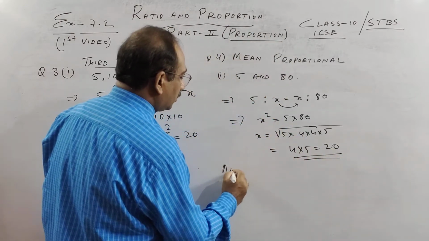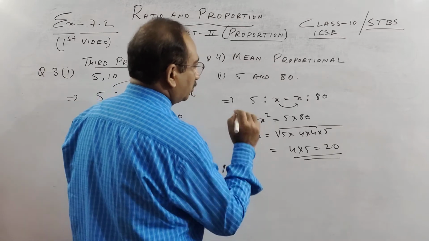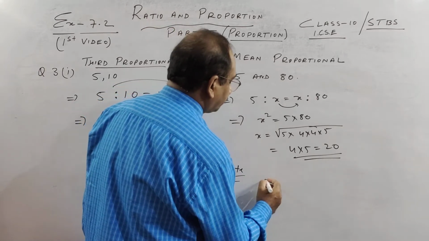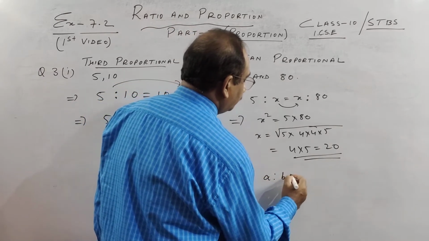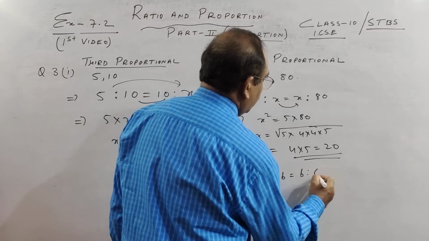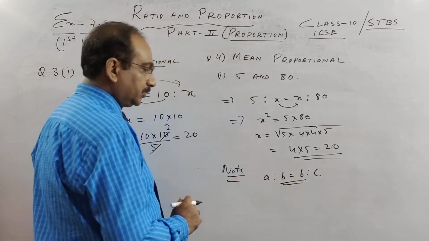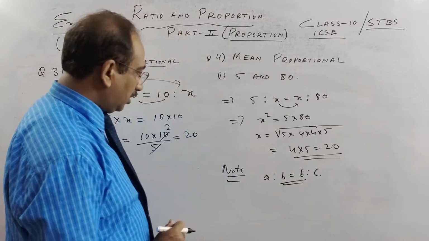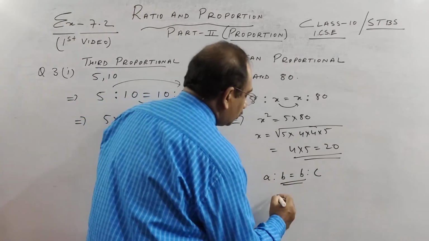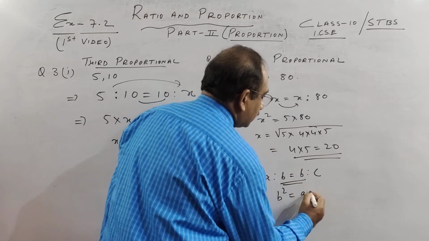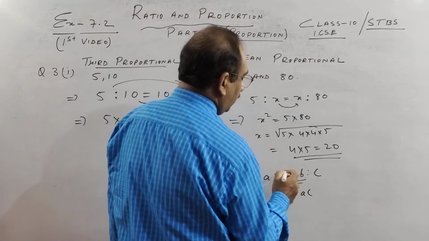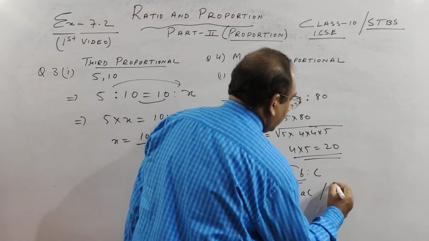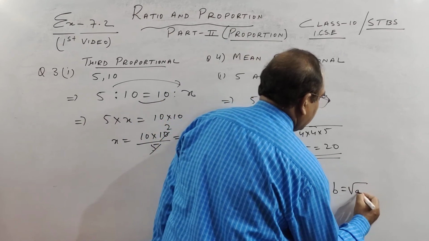Another note you do, sometimes we solve mean proportion directly. How? See here, A is to B is equal to B is to C. Second one is here, C here. This is the mean proportion. Okay, we have to find. So B square is AC. Product of means is product of extremes. So what we get? B is root over AC.